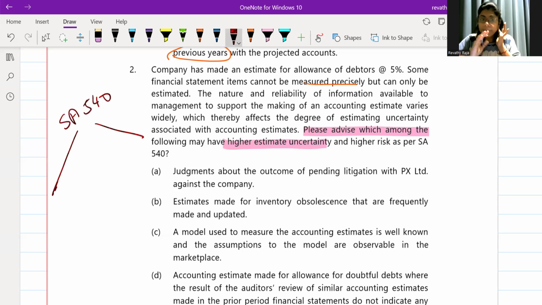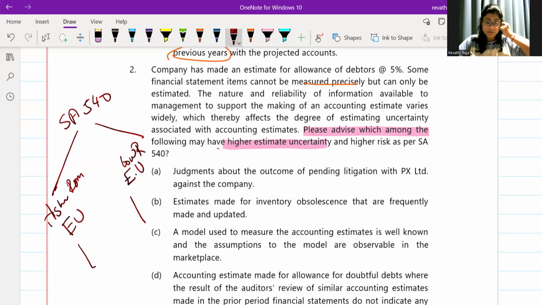SA 540, beginning part. Can you see what accounting estimates are? We have divided them into 2 parts. Some accounting estimates have higher risk, involving high estimation uncertainty. Some accounting estimates have low risk, meaning lower estimation uncertainty. And then we have written some examples also, high risk examples and low risk examples. Those who have the notes, can you acknowledge whether you have seen that?